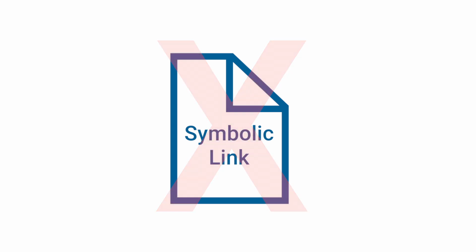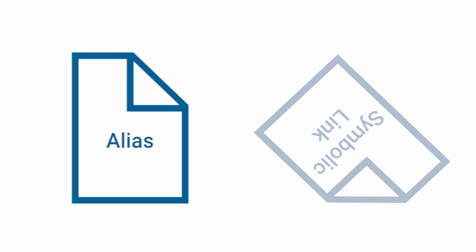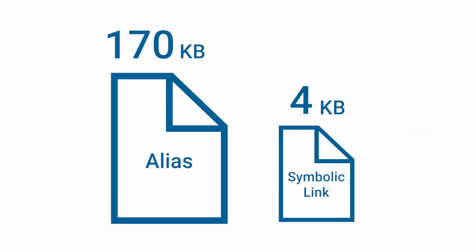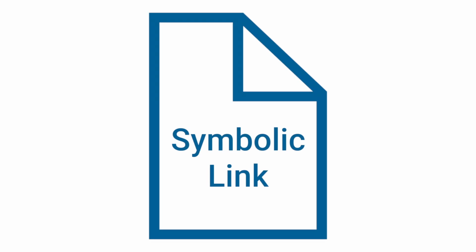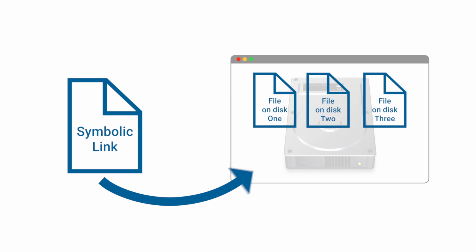The alias was in fact designed to overcome many of the shortcomings of the symbolic link and its ability to be broken quite easily. The only sacrifice is in size. The alias takes up more space on disk than the symbolic link. So what is a symbolic link? Well, a symbolic link is a shortcut to another file. It is a reference to another file on the file system using a relative path.